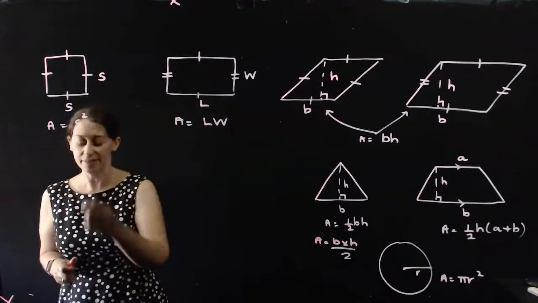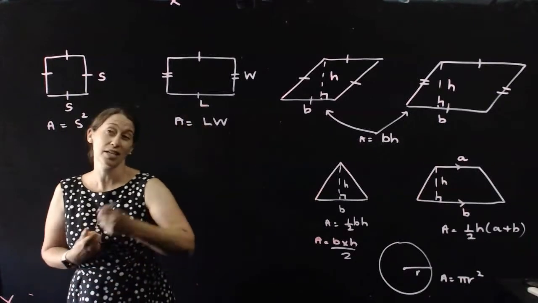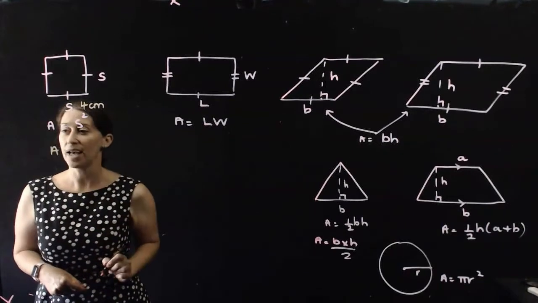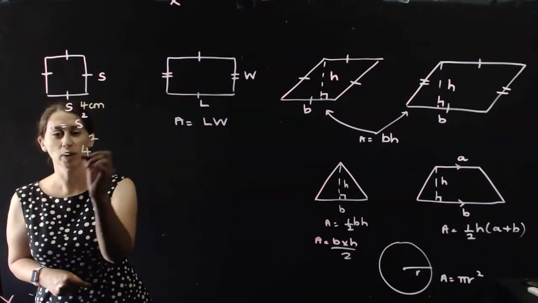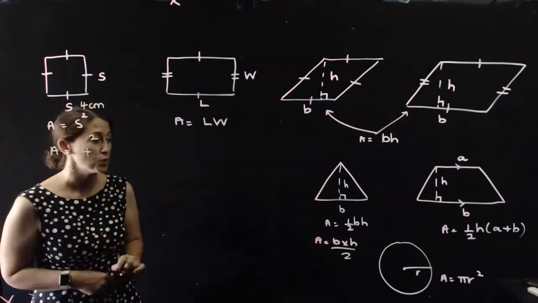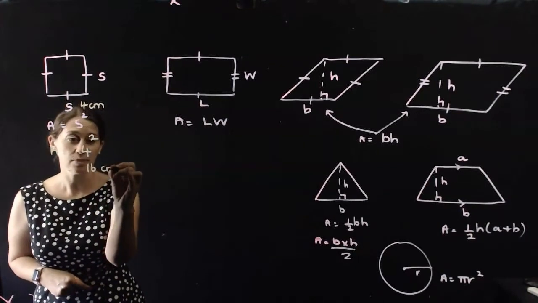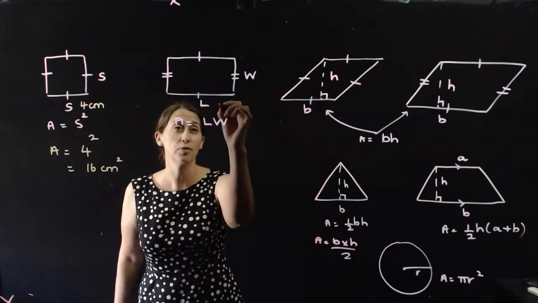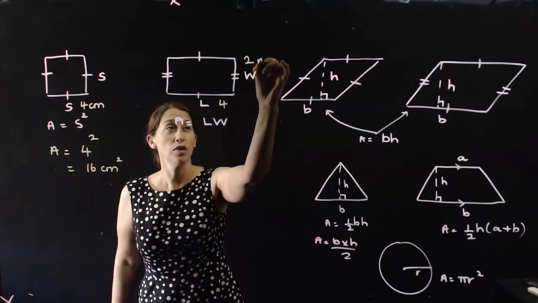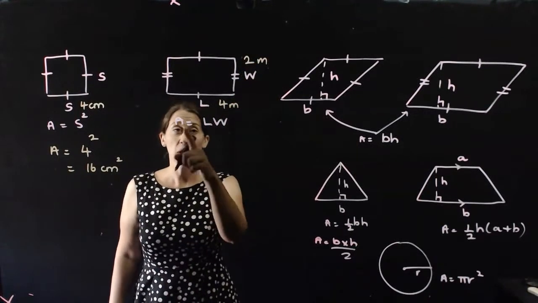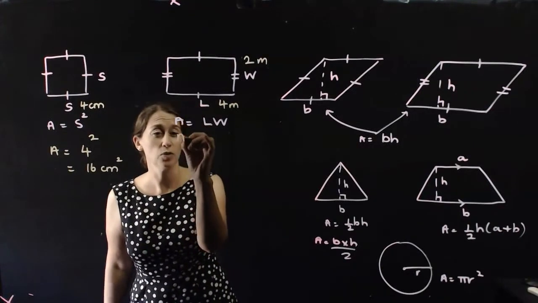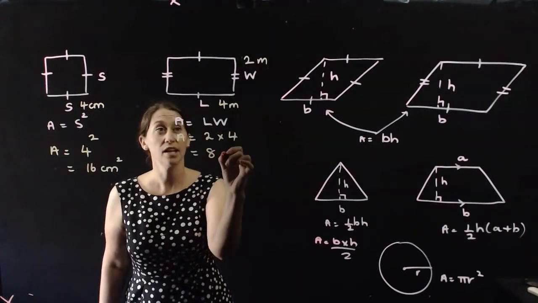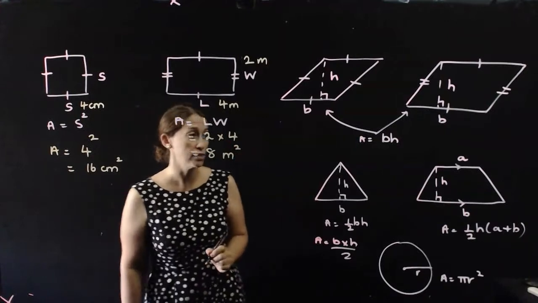If I'm going to calculate the area of a square that has sides 4 centimetres, then our area becomes A equals 4 times 4, or 4 squared, and we are in centimetres, so it's important that we write our units: 16 centimetres squared. Let's look at a rectangle. Let's suppose we have a rectangle with a length of 4 and a width of 2, and we're in metres. Length times width is what we do to work out the area, so we write the formula down and we substitute the values in. 2 times 4 equals 8, and then we put our units, 8 metres squared.